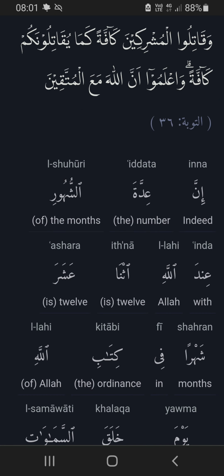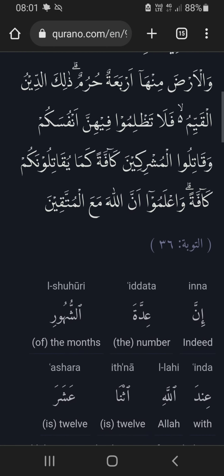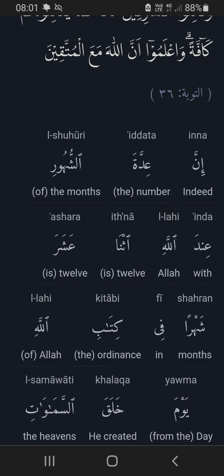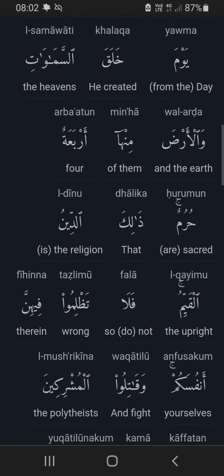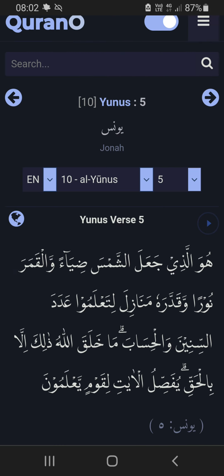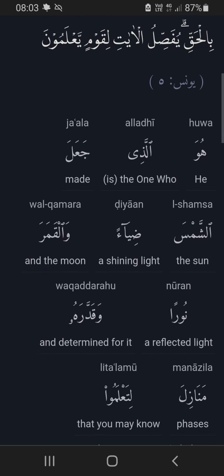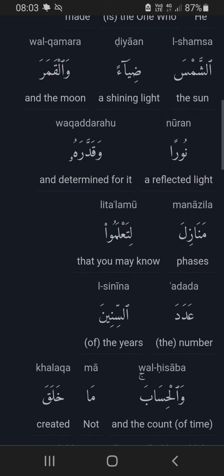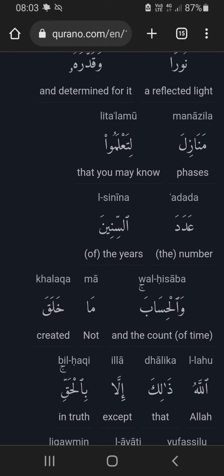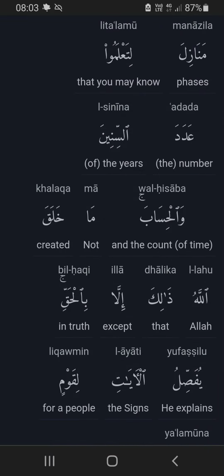But it's definitely 12 months that Allah has given us in this verse, At-Tawbah 36. It's definitely 12 months, and 4 of those months are forbidden months, sanctioned months, sacred months. And here again as well, in 10:5, Surah Yunus, verse number 5, the sun and the moon are both important in being able to calculate the number of years. The phases of the moon help us calculate the number of the years and the count. Yeah, there is hisab again.